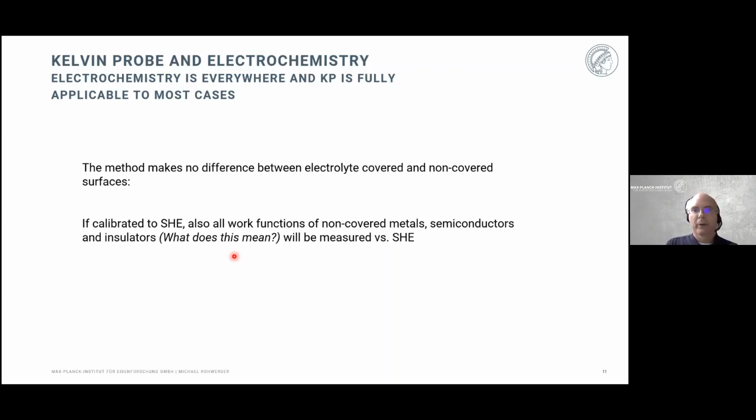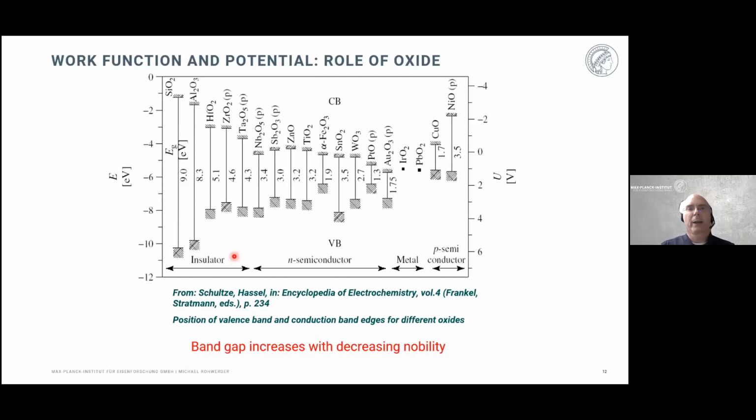So to get to know the background, if you look at this diagram here, you can see the position of the conduction band edge and the valence band edge, the band gaps of different oxides. And if you look especially in this range here, n-type semiconductor oxides, most of the technical metals we use, the oxides on their surface, the passive layers, are n-type semiconductors, right?